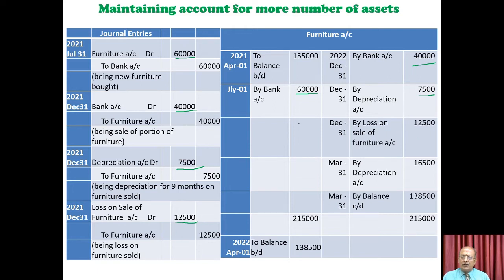Why do we show it in the loss on sale of furniture account instead of showing it in the profit and loss account? Because the profit and loss account is prepared only at the end of the financial year, that is on 31st March. Till then, this amount is kept in the loss on sale of furniture account for the 12,500. So with these 3 journal entries, we have removed that portion of the furniture, it has been already sold. So this is the status up to this level of journal entry. Now regarding the depreciation for March and the balance, we will take up in the next slide.